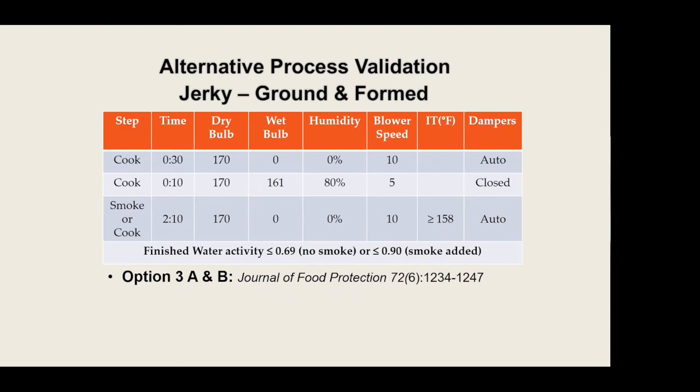Same scientific study as the previous slide, this gives a different supportable cook cycle with finished water activities of 0.69 or less, and less than or equal to 0.90, where no smoke was added with the 0.69 or less, and smoke was added with the 0.90 or less water activity.